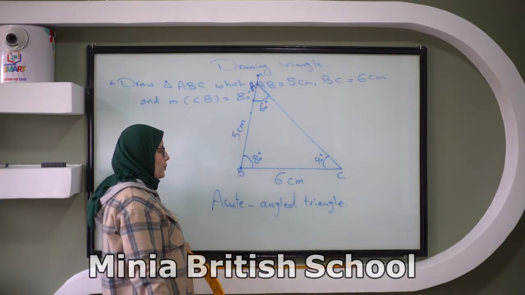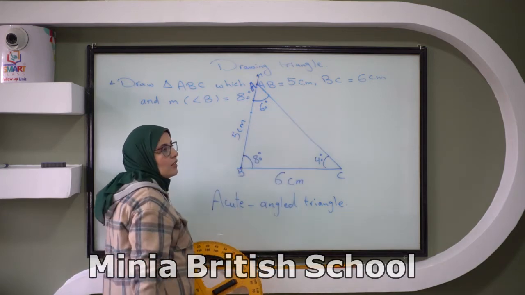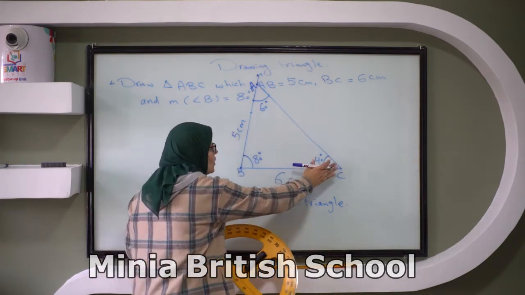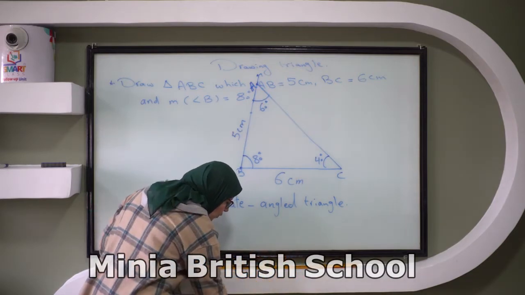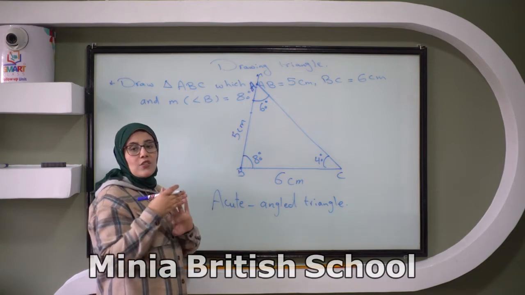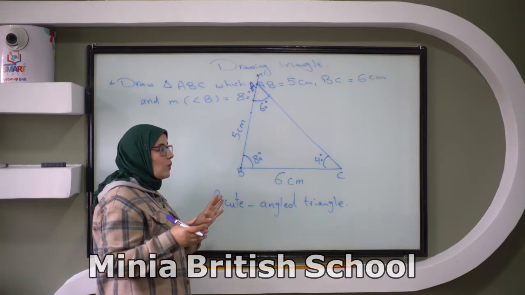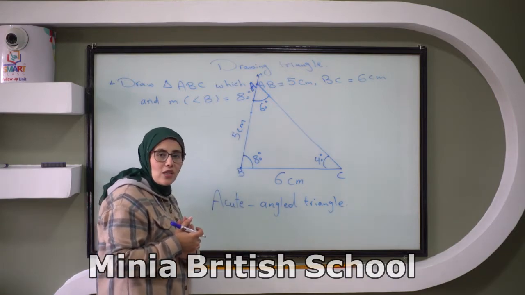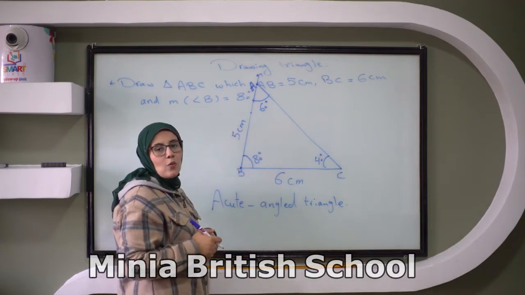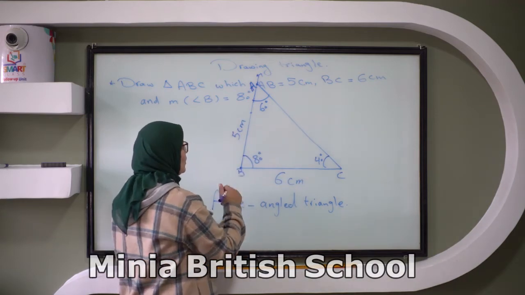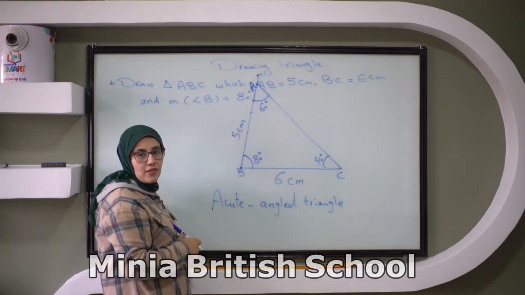If he asks you what is the sum of the two angles here without using the protractor, what will you do? You know that the measure of the three angles of a triangle equals 180. So it will be 180 minus 80, which gives you 100. So these two angles together must equal 100 degrees.